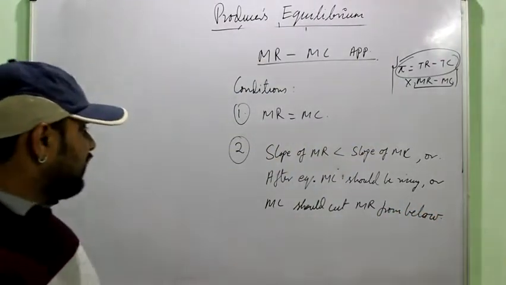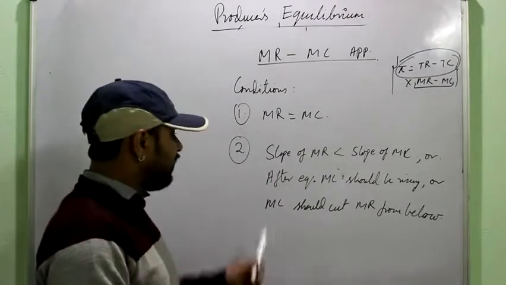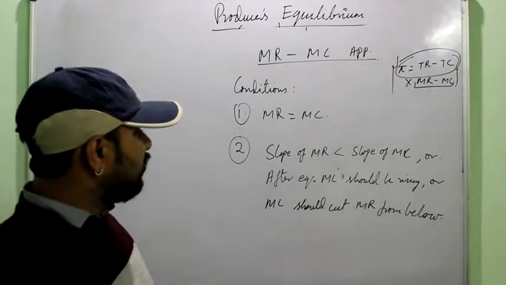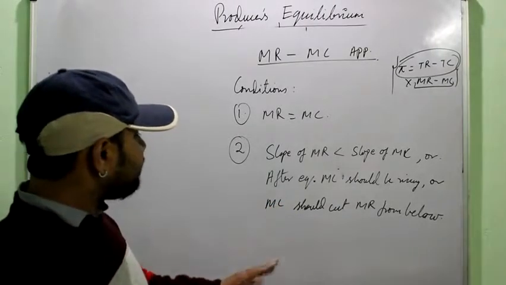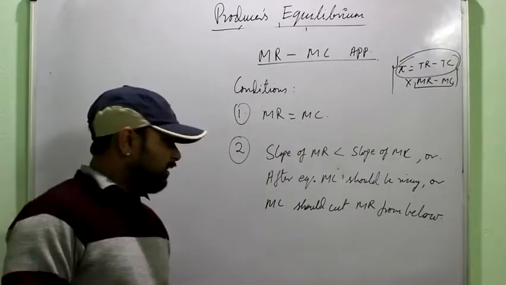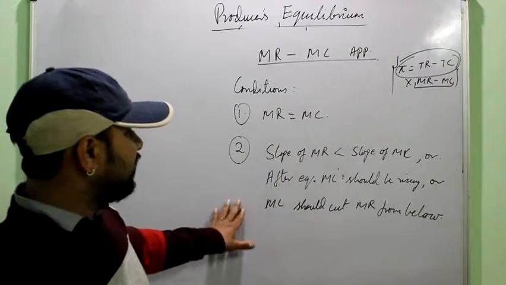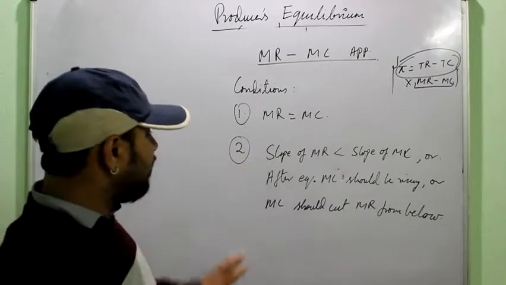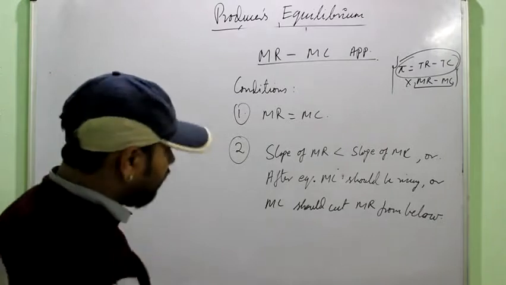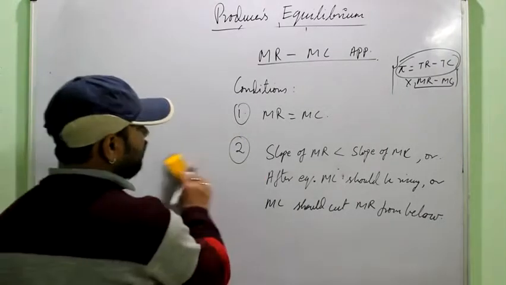Okay, actually there is an objective of writing all these words. These all terms mean the same, right? You say slope of MR is less than slope of MC, or you say after equilibrium MC should be rising, or you say MC should cut MR from below. All mean the same. Okay, we will study in detail about this condition, but you should always remember how it can be asked from you. First we will talk about the first condition, that is MR is equal to MC.